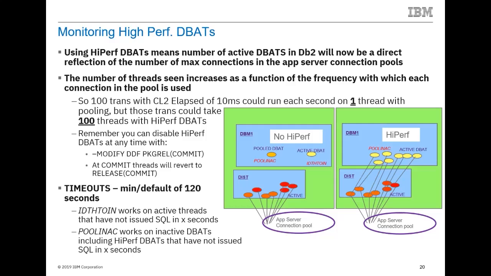POOLINAC is against the dormant DBAT, the control block in memory. If that DBAT hasn't been reused by some application, doesn't have to be the same one, in X number of seconds, we'll throw it away. But if you use high-performance DBATs, POOLINAC now becomes the method to blow away that hyperf DBAT if it hasn't been utilized in X number of seconds. So it becomes much more helpful in a way to pare down the number of concurrent threads you have with hyperf, because it'll time them out if they haven't been used very frequently.